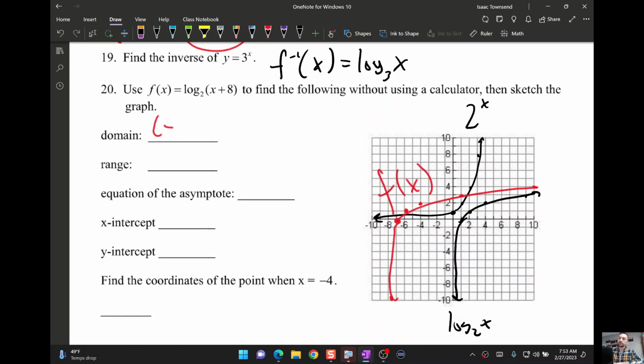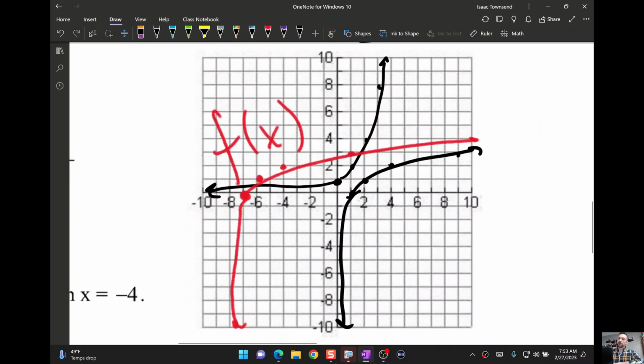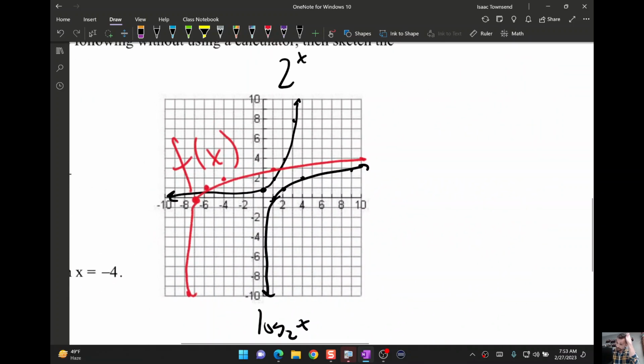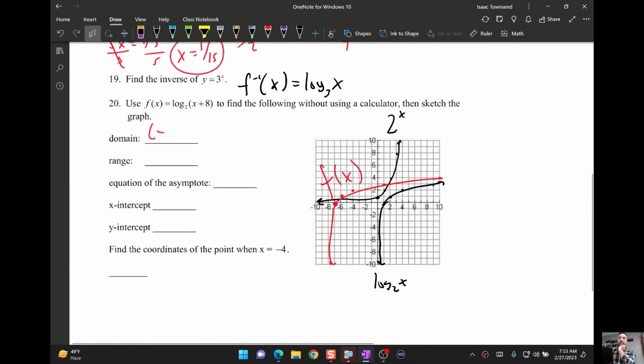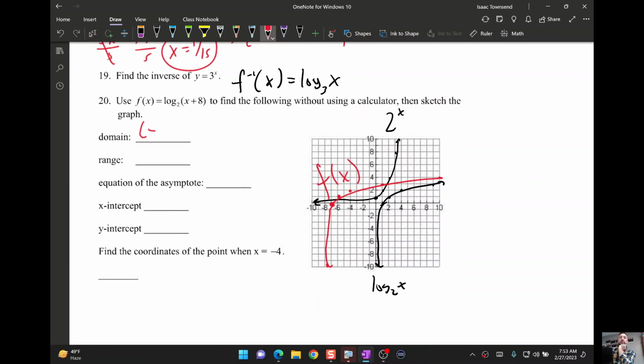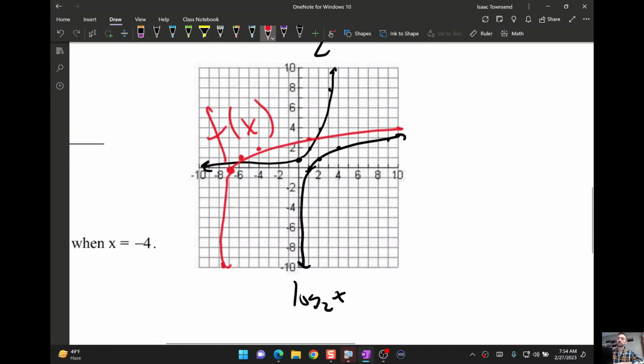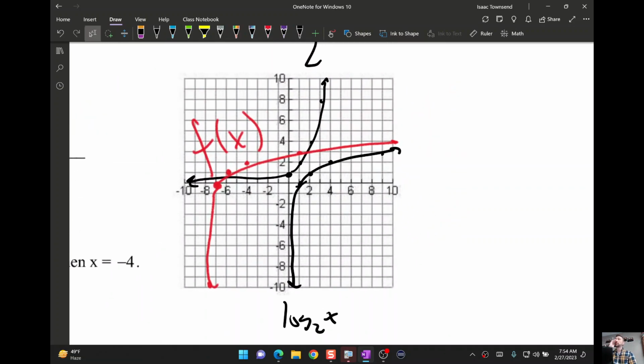Is it supposed to be log base 2 of x on that? Yes. What part's messed up? I just got confused because on 19 it said 3 to the x. Okay. That's true. It was testing you on that, but this was log base 2. So I was still using 2 to the x. I mean, I almost did the same thing if you were watching me.